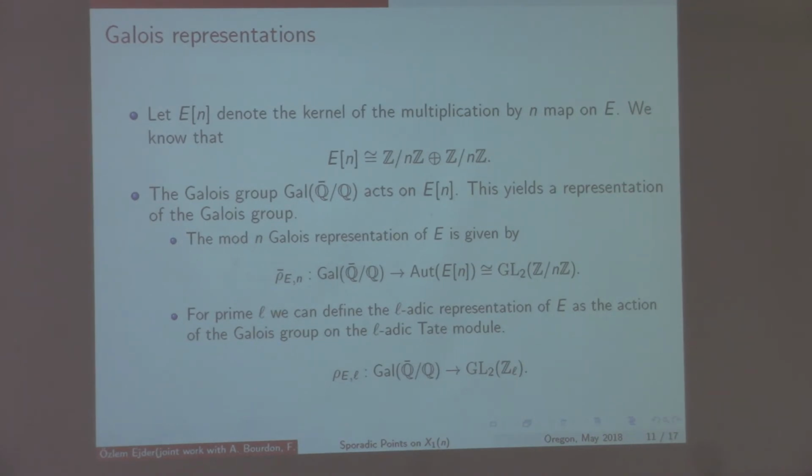And so we can do this for any number n, but we can also do it if you fix a prime l, then you can do this representation for every power of this l, and you can put them together and you get an l-adic representation of this elliptic curve. And so that's given by from the Galois group to GL_2(Z_l). All right, so this is called the l-adic representation, and the first one is the mod n representation.